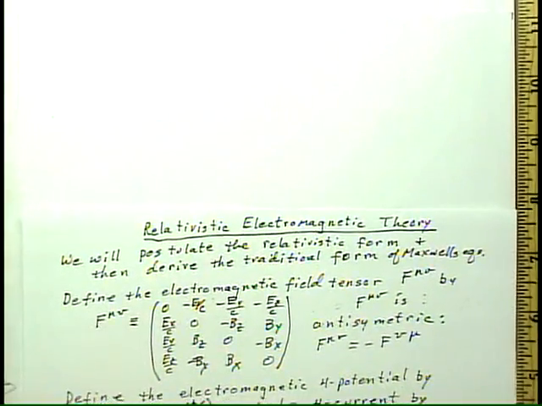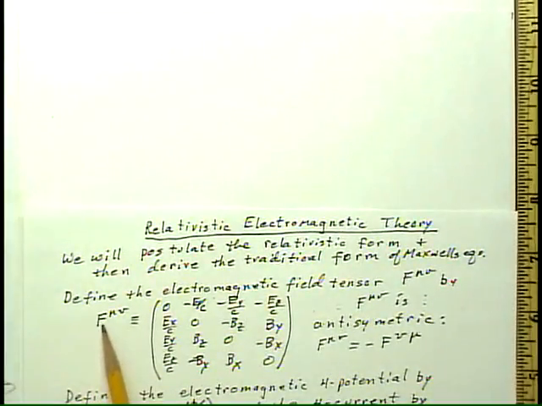The first of these equations is a definition. I define the totally contravariant antisymmetrical second-rank tensor, called the electromagnetic field tensor F mu nu, by the following equation. F mu nu, where mu and nu go 0, 1, 2, 3, and this would be row 0, 1, 2, 3, column 0, 1, 2, 3. So this element right here is the 0, 1 element of this tensor.